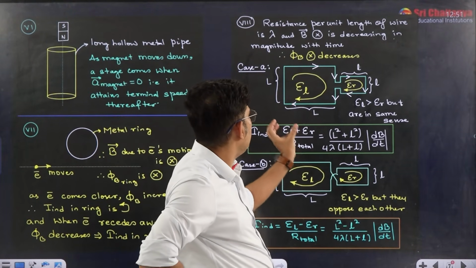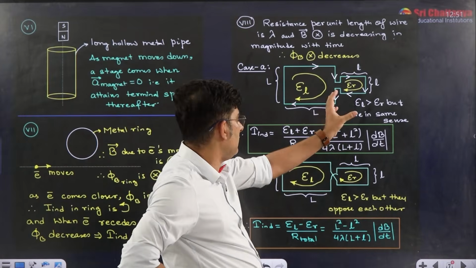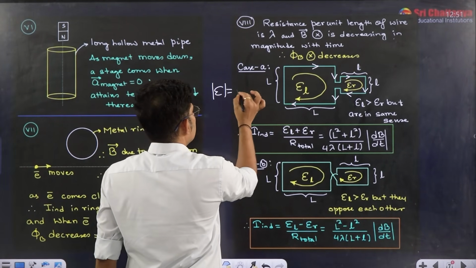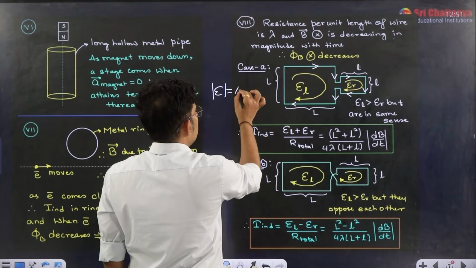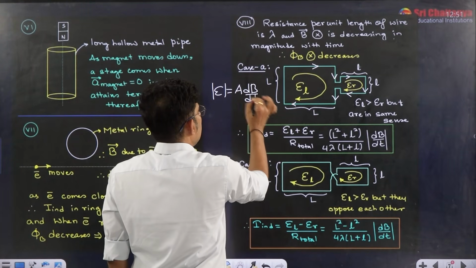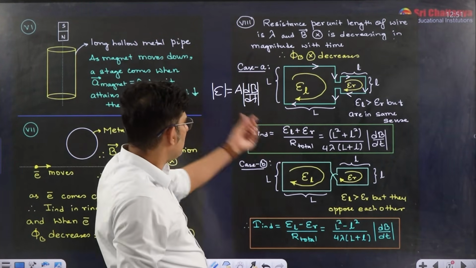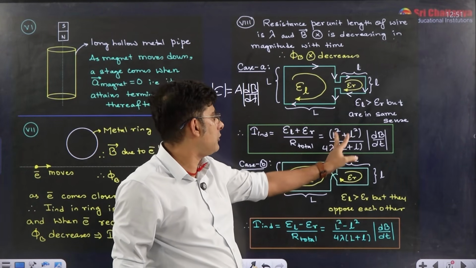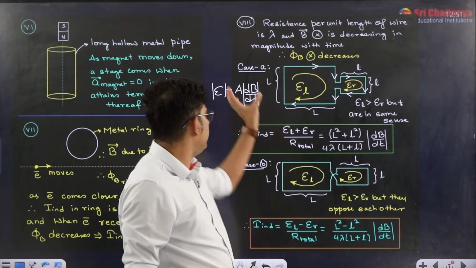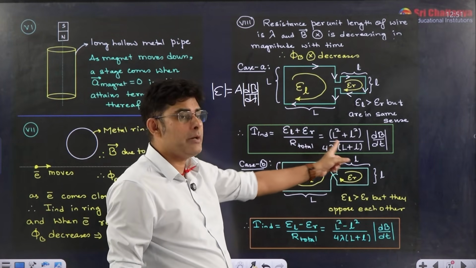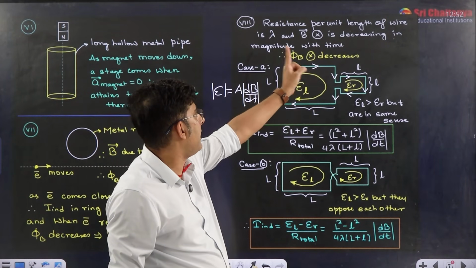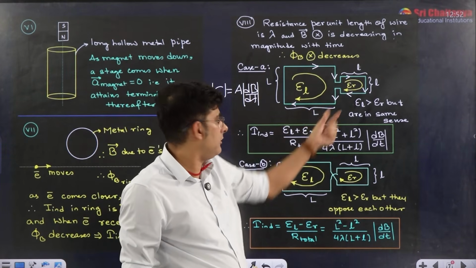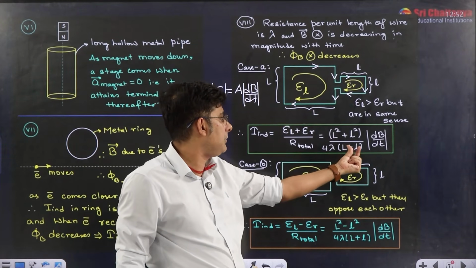Why? Because the EMF here is a magnitude. We are not changing the area, we are changing B like this. So for both, you will see the area for the first one is capital L square, and for the next one it is small l square. So (L square plus small l square) into dB by dt, which is common for both, in magnitude, divided by total resistance. Resistance per unit length of the wire is lambda. Total length of this loop is 4 capital L, and this loop is 4 small l. So lambda into 4 times (capital L plus small l).